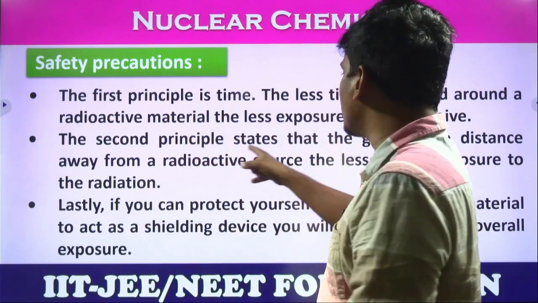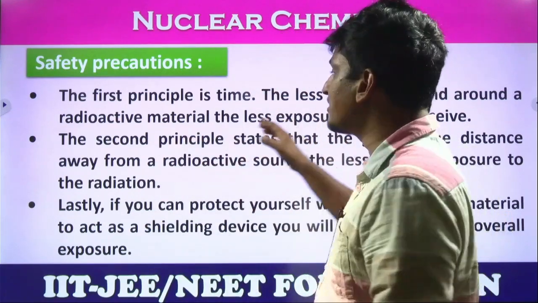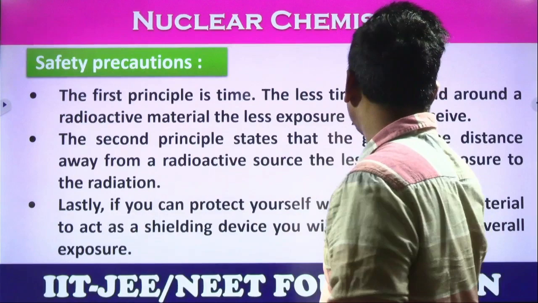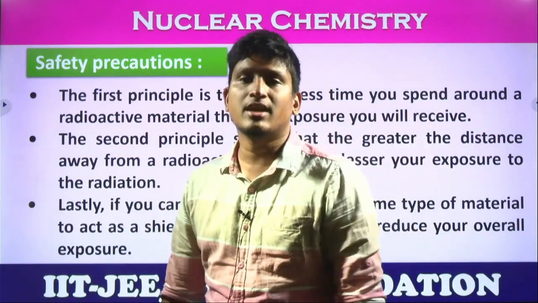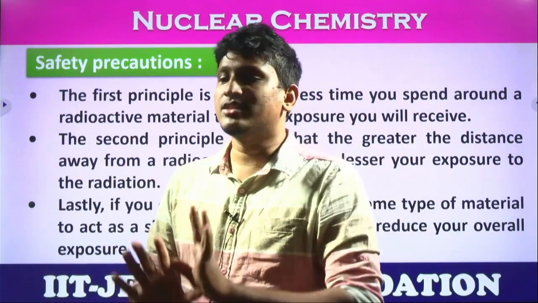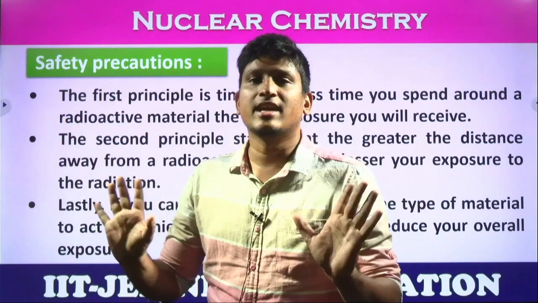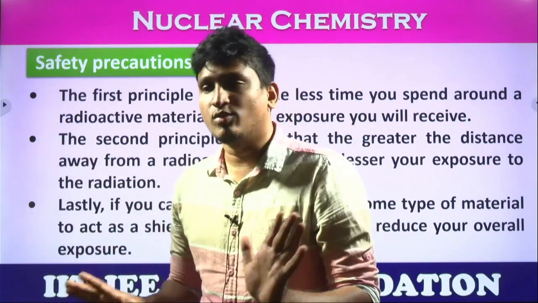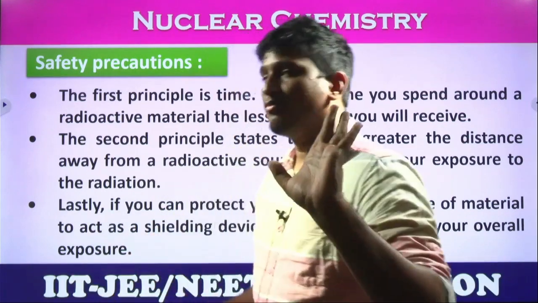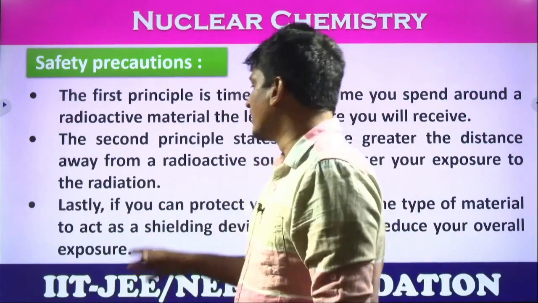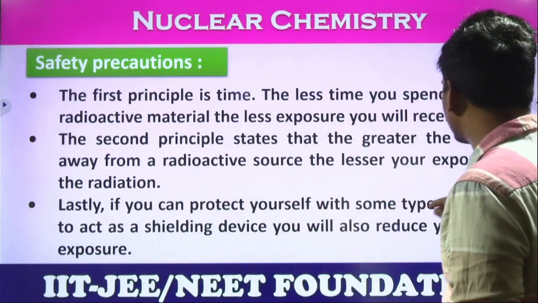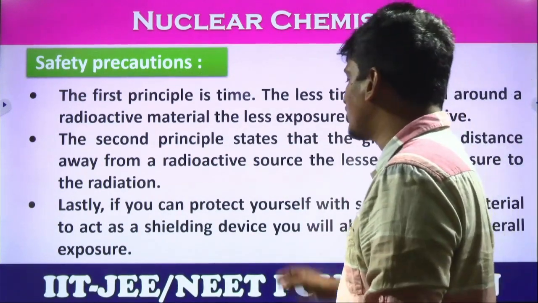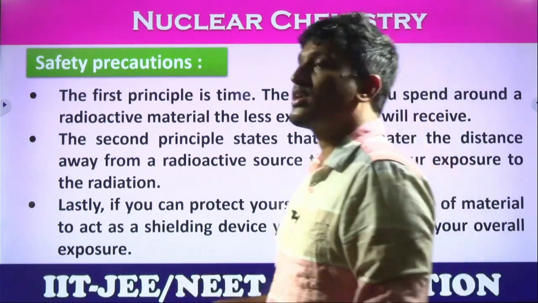The second principle states that the greater the distance from the radioactive source, the lesser your exposure to the radiation. Ultimately, the safety precaution is that you should avoid being around the radioactive material. Once or twice is okay, but overexposure is damaging. What damage? Cancer. So lastly, if you can protect yourself with some type of material to act as a shielding device, you will also reduce overall exposure.